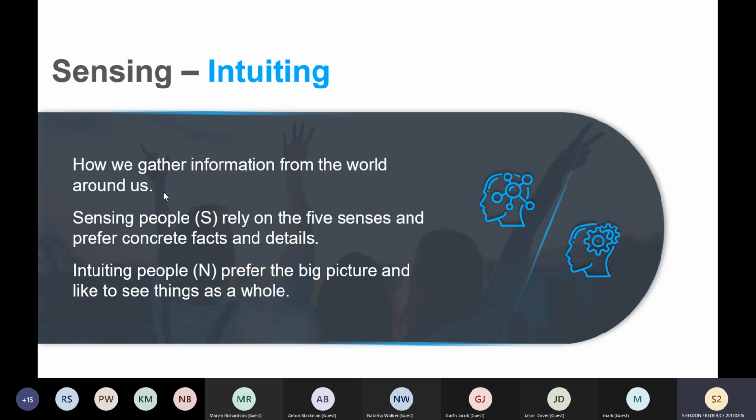Sensing people are very practical and realistic, preferring the present or past to the abstractions of the future. Whereas intuiting people prefer the big picture. They like to see it as a whole. They are innovative and use their imagination to develop many possibilities. Intuitive people like to project into the future. They live in anticipation of how things can be better, improved, and changed. Sensing people might say, if it's not broken, don't try to fix it, whereas an intuitive would say there must be a better way to do it.